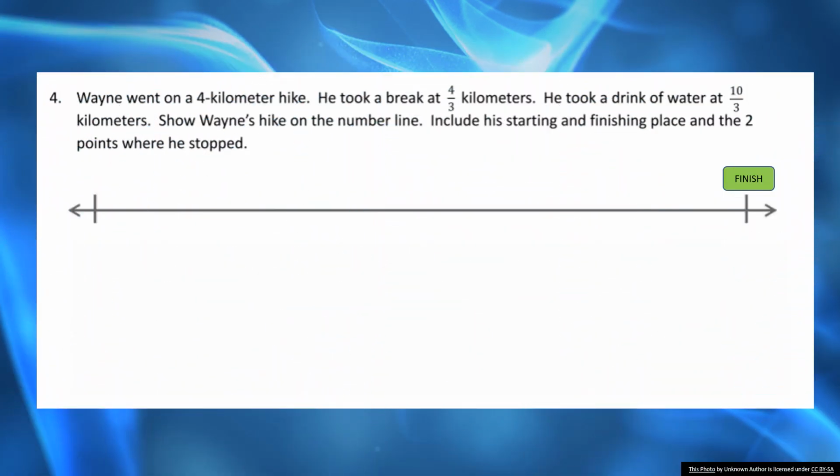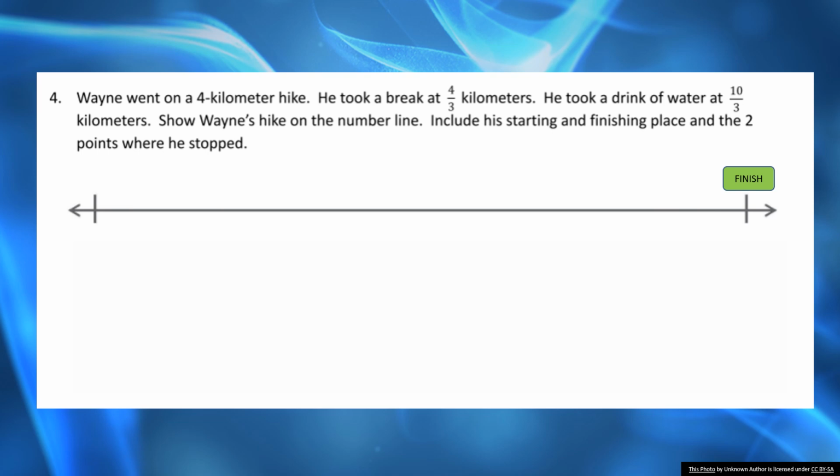Now we're at number 4. Number 4 says Wayne went on a 4-kilometer hike. He took a break at 4/3 kilometer and he took a drink of water at 10/3 kilometers. Show Wayne's hike on the number line. Include his starting and finishing place and the 2 points where he stopped.